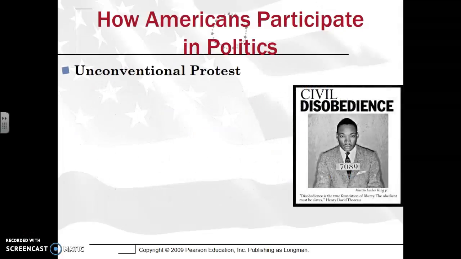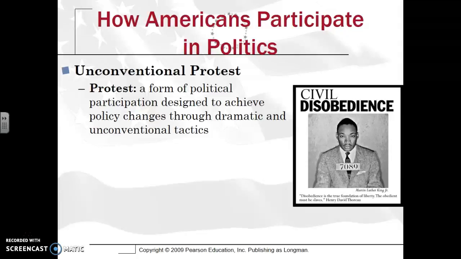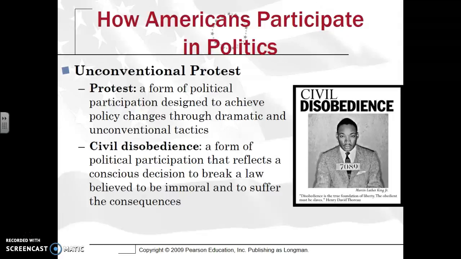Now, when we look at unconventional methods, protest is amongst one of the more common ways. So, of course, when you think protest, you might think back to the 1960s, Martin Luther King Jr., and this is in line with civil disobedience, which was very common in the 60s, where this type of political participation is making a conscious decision to break a law that you believe is immoral. So, for example, if you think segregation was immoral, hopefully we all do, then you would purposely violate that law. So a good example, think Martin Luther King with civil disobedience.